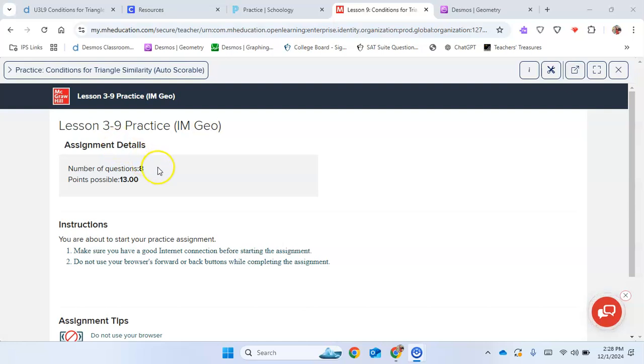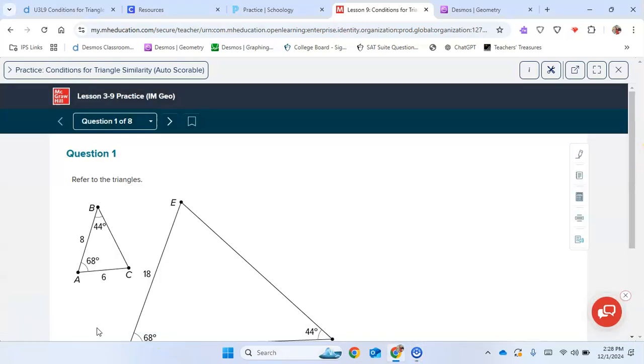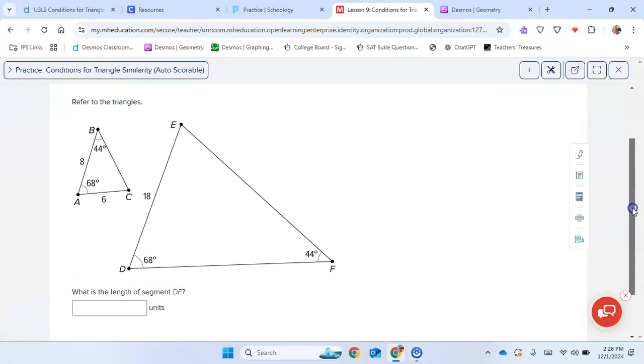Lesson 3-9 Practice Conditions for Triangle Similarity. Question 1. Refer to the triangles. What is the length of segment DF?